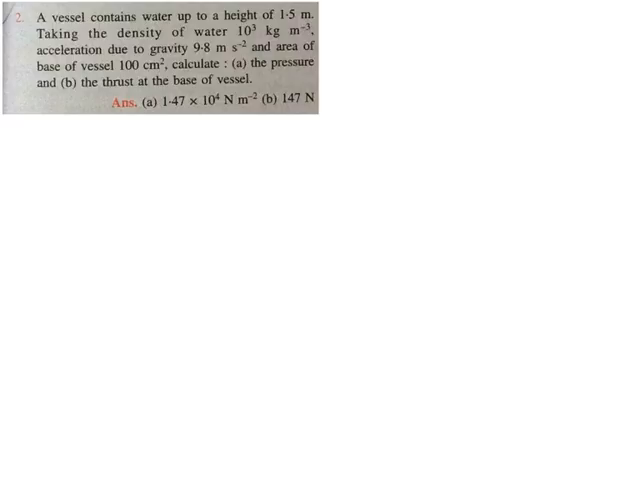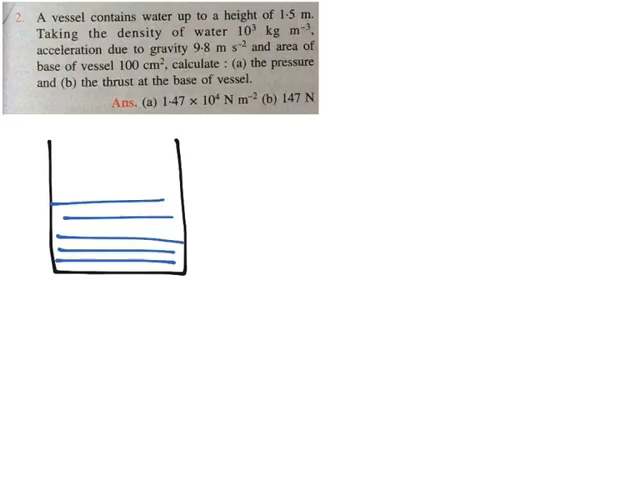So let's draw a vessel. This is a vessel where the water is, and this is 1.5 meter. Taking the density of water as 10 to the power 3 kg per meter cube, acceleration due to gravity g as 9.8 meter per second square, and the area of the base of the vessel as 100 centimeter square, calculate the pressure and the thrust.